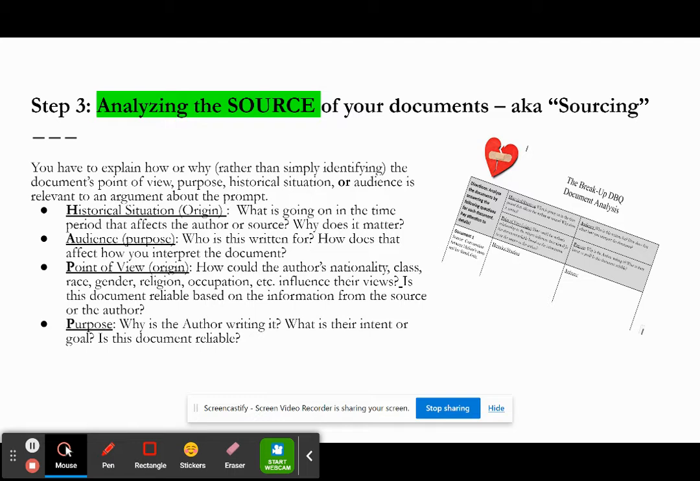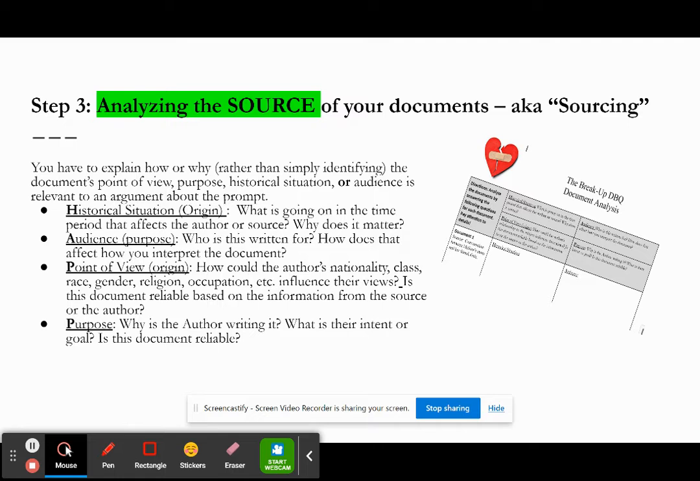You're not just identifying information that's presented in there and taking it at face value. You have to really think about the historical situation, what's going on at the time period that affects the author of the source, and why does that matter? This can be the relationship to the people who broke up. It can be someone's religion or gender or position of power. So you have to think about, why does it matter who wrote this and how this affected them at that time?